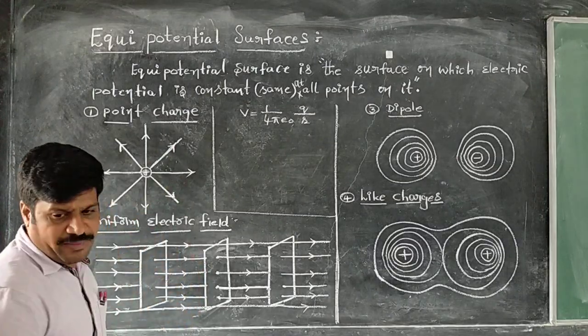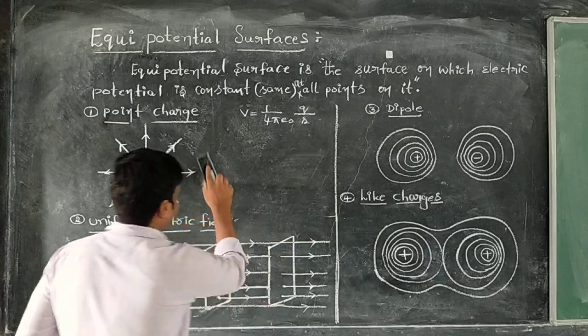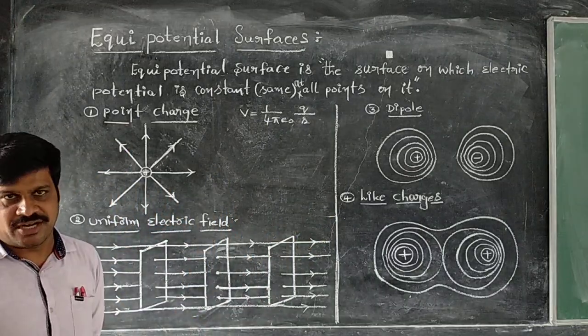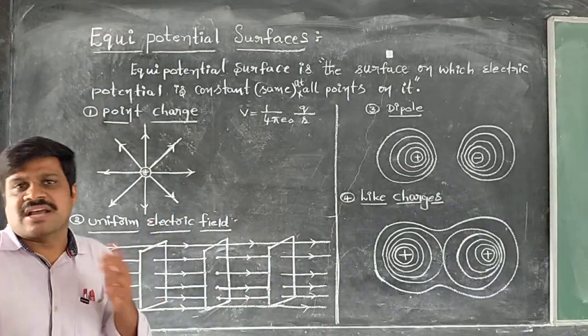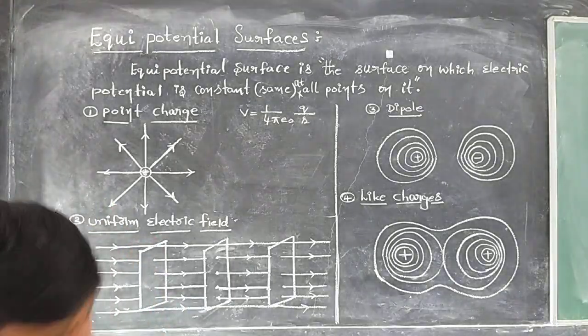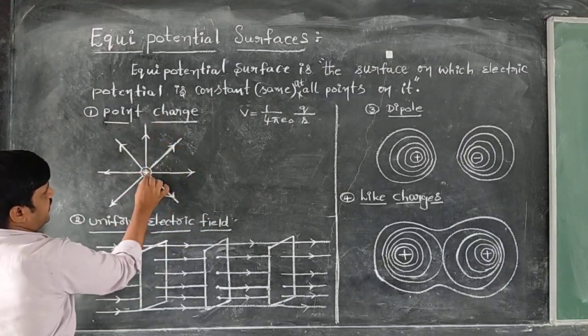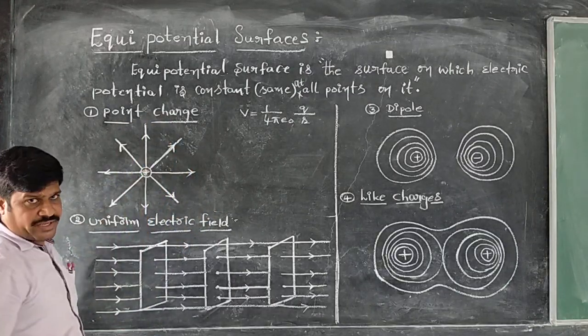First, how to draw an equipotential surface in case of a point charge? You may take a positive charge or a negative charge; the difference is nothing but direction. Now you see here, this is one point charge I have taken, the positive point charge.